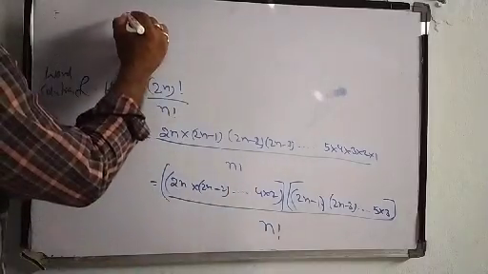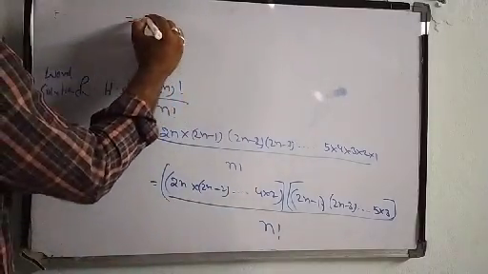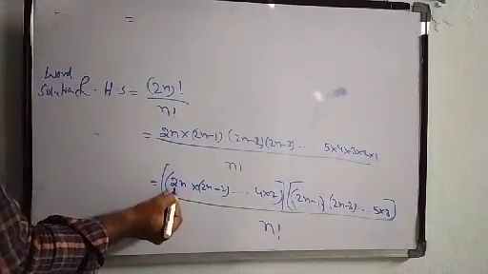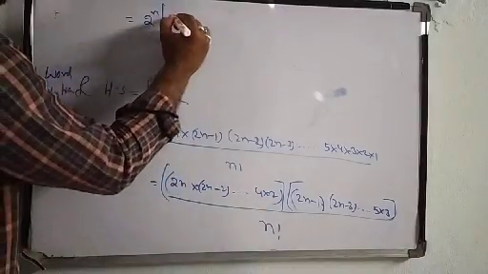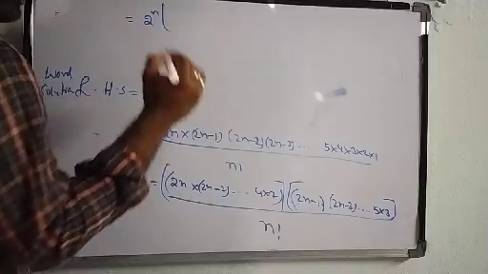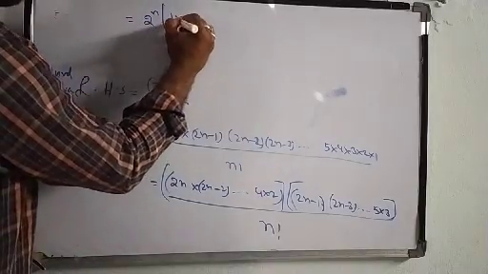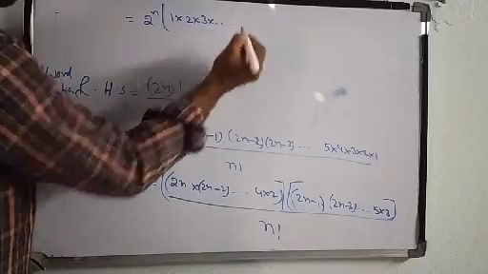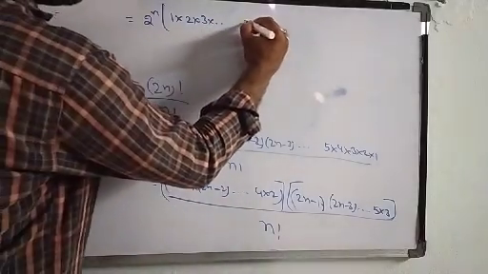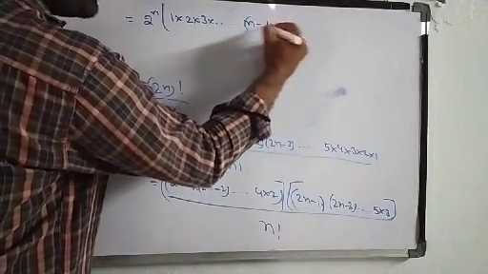Now in this I will take 2 common. So we can take 2 power n common. So it will be left as 1 into, I am writing in reverse, 1 into 2 into 3 into so on n into n minus 1 into n.